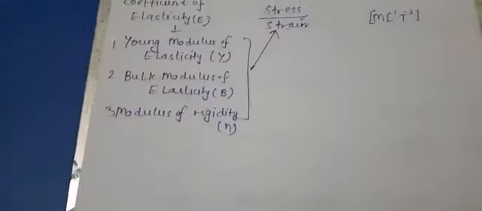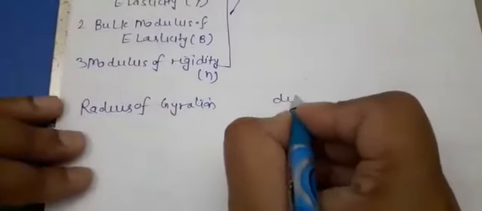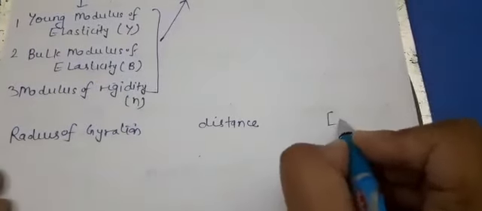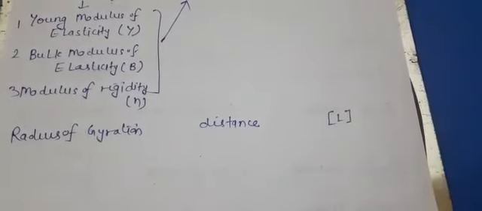Next is radius of gyration. Radius of gyration, simply understand this is a length, this is a distance. This concept will be used in rotational motion. So you have one unit, rotational motion, there this quantity will be used. So you can just take this as having dimension formula L.